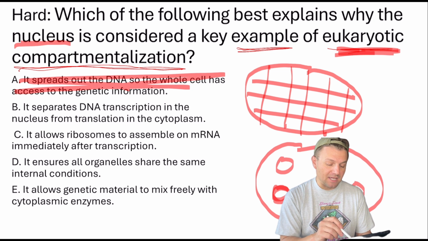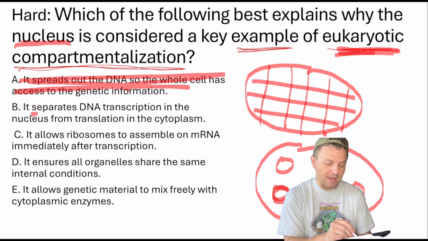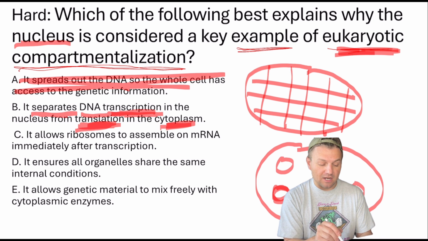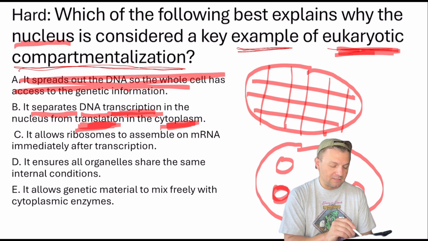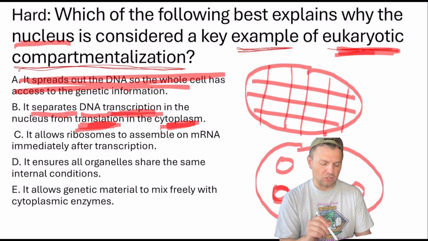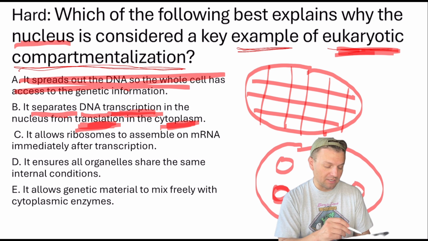B, it separates DNA transcription in the nucleus from translation in the cytoplasm. I kind of like that. It's saying, hey, it's separating things. It's separating the function of transcription from the job of the translation in the cytoplasm. I'm going to leave that one go because I think it's the answer, but I'm not 100% sure. C, it allows ribosomes to assemble on mRNA immediately after transcription. No, that doesn't even happen. That happens after the mRNA leaves the nucleus, so C is out.